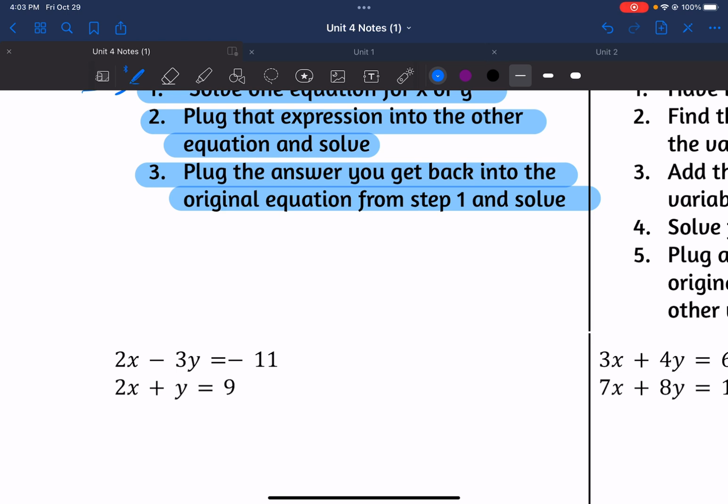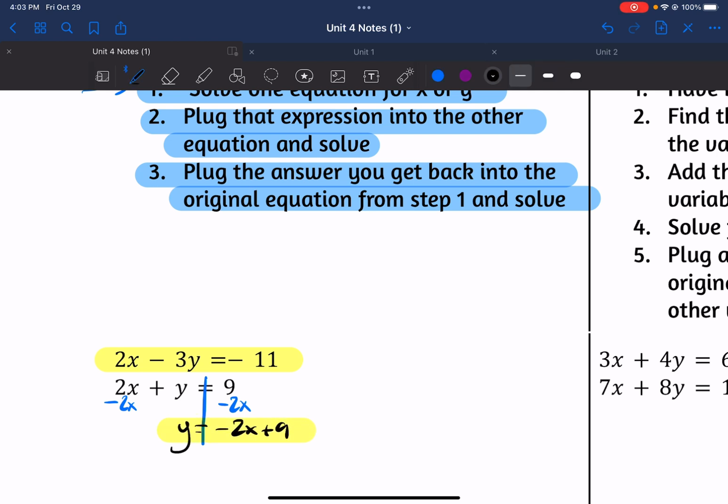So let's take this equation right here. If I do minus 2x here, minus 2x here, what am I left with? I have y equals negative 2x plus 9. Okay, so now I have my 2 equations. This is one equation that was left the same. Here's my new equation that I put into slope-intercept form.